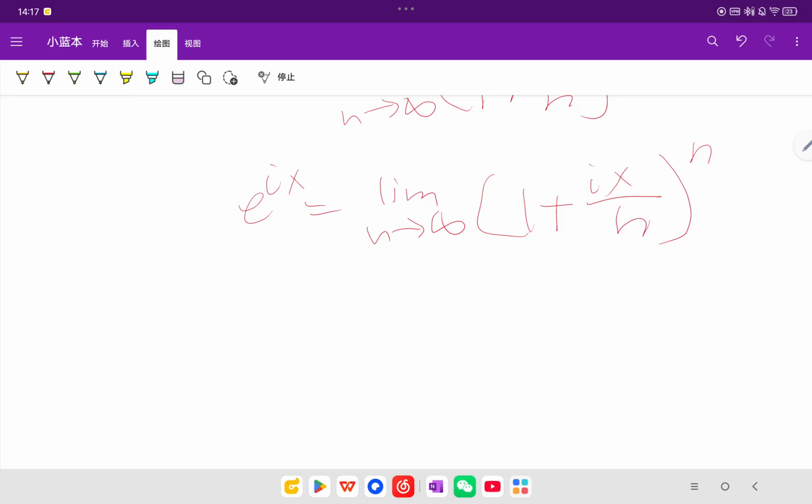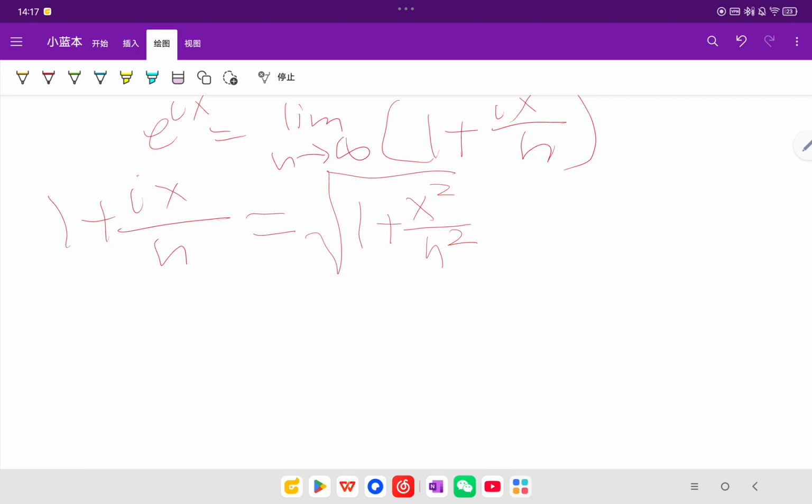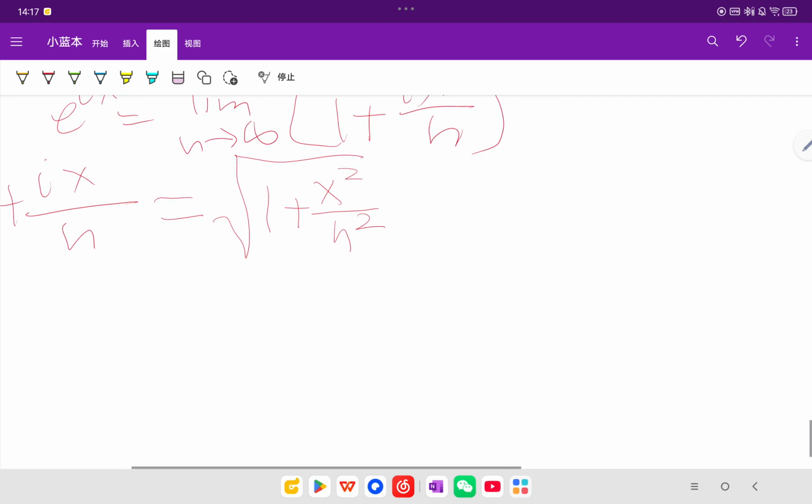By putting 1 plus ix divided by n into polar form for complex numbers, we realize that its modulus is the square root of 1 plus x squared divided by n squared, which is basically the modulus of the complex number.